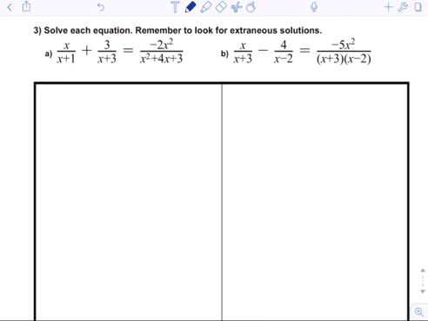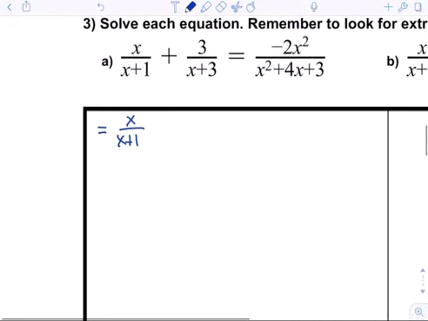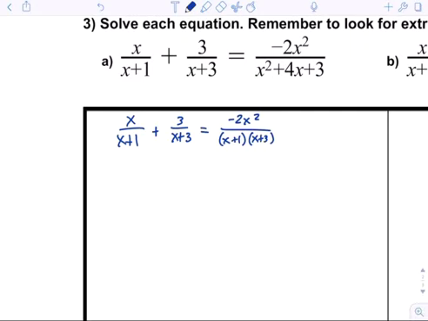Okay, first order of business is you got to factor. So x plus 1 plus 3 over x plus 3, oopsies, equals negative 2x squared. Factor out this trinomial. What two things multiply to 3, but when added together gives you 4? It's plus 3 and plus 1.